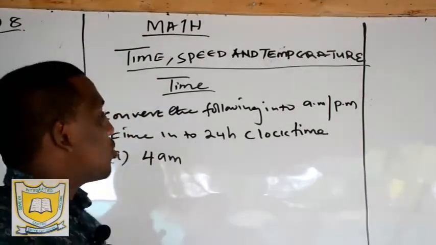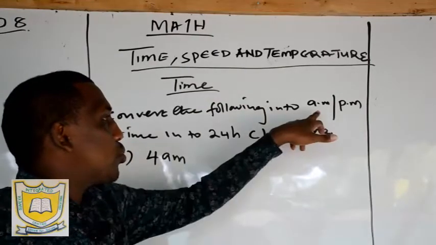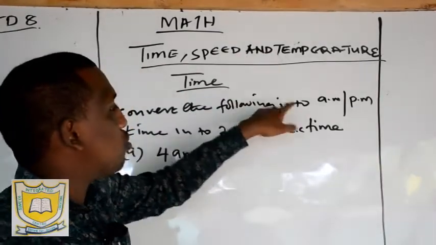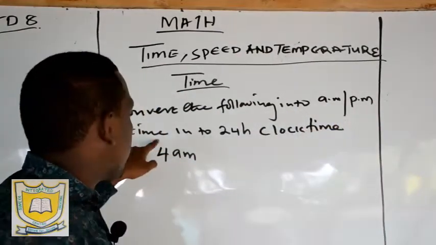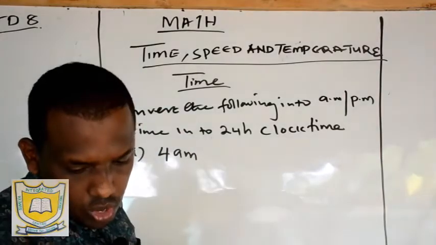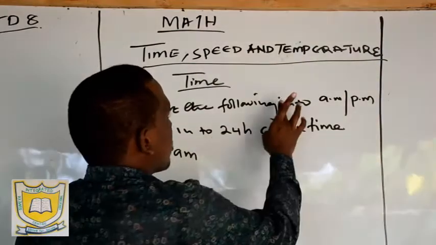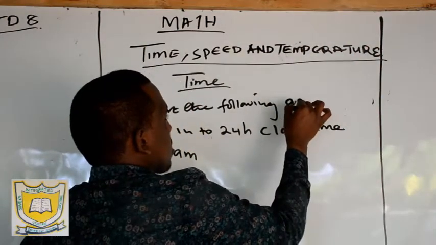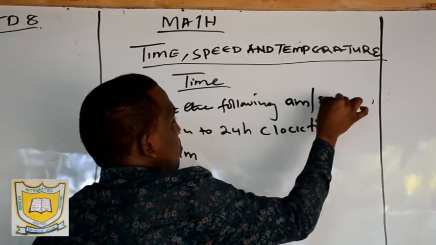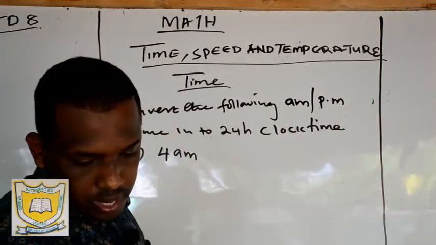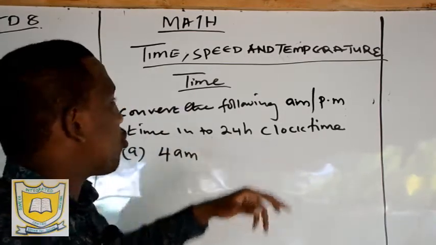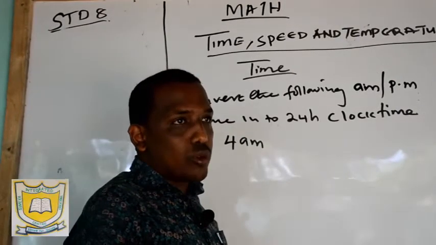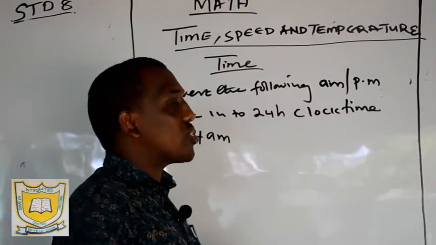Here you are told a question: convert the following AM or PM time into 24-hour clock system. Convert means you change. You'll be given AM or PM time, then you will be told to change it into 24-hour clock system.